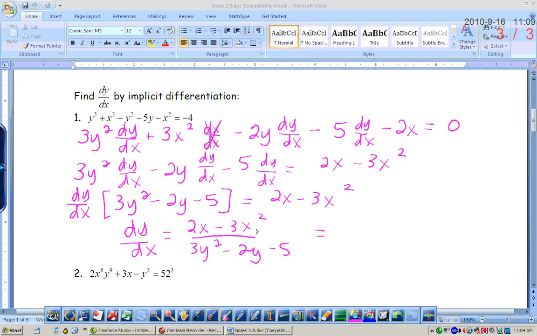If every sign is completely opposite in your final answer, like if you had negative 2x plus 3x squared over negative 3y squared plus 2y plus 5, that's the exact same thing. So if for some reason every single term on your paper is completely opposite of the answer in the back of the book or the solutions manual, you do have the right answer.